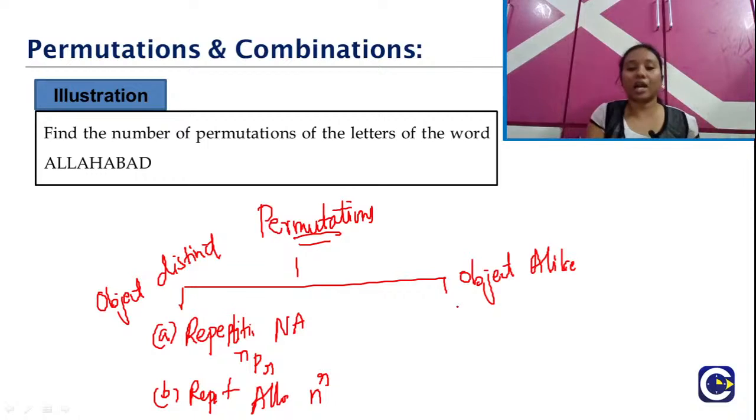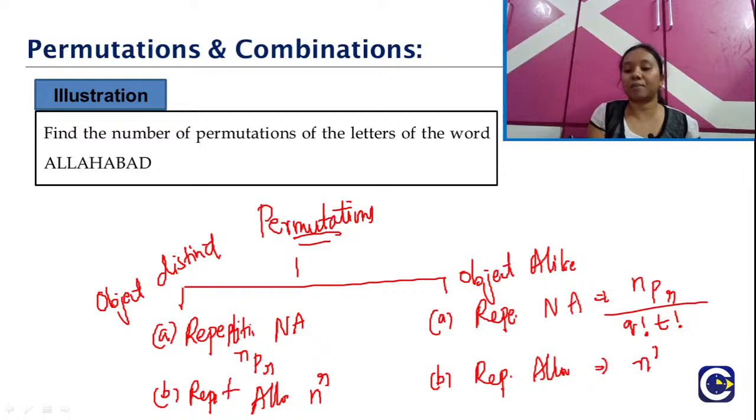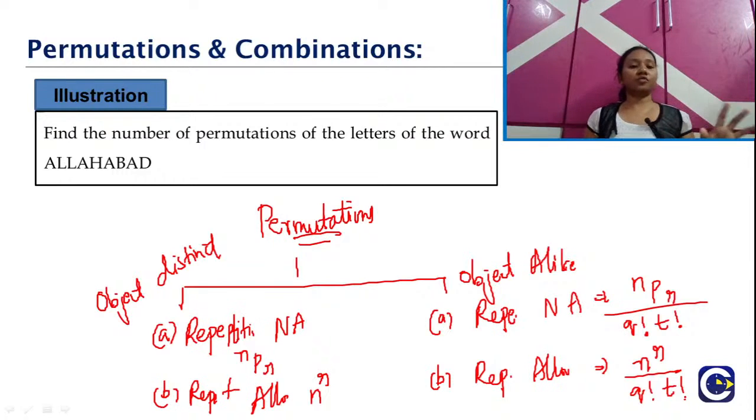Similarly, when objects are alike, with repetition not allowed, the formula will be NPR divided by the kinds. How many kinds are there? We divide by those kinds, so it will be P factorial by Q factorial by some T factorial, like that. And when repetition is allowed, only the numerator changes, that is N power R divided by the repeating letters, so Q factorial or T factorial. Right. So this is what we have discussed in our today's session of permutations.